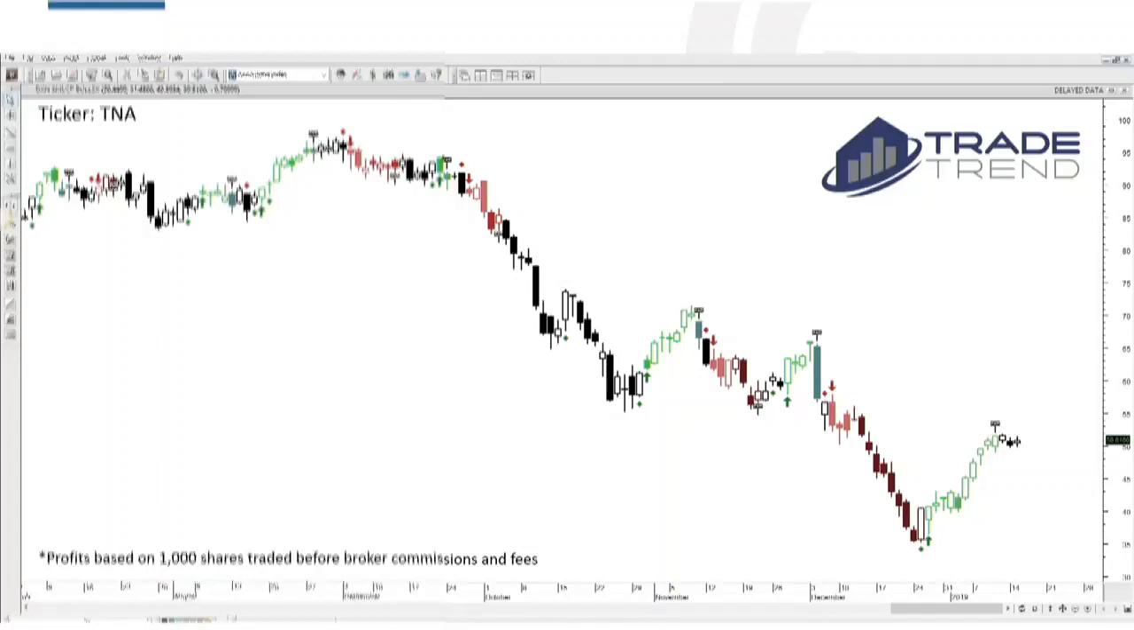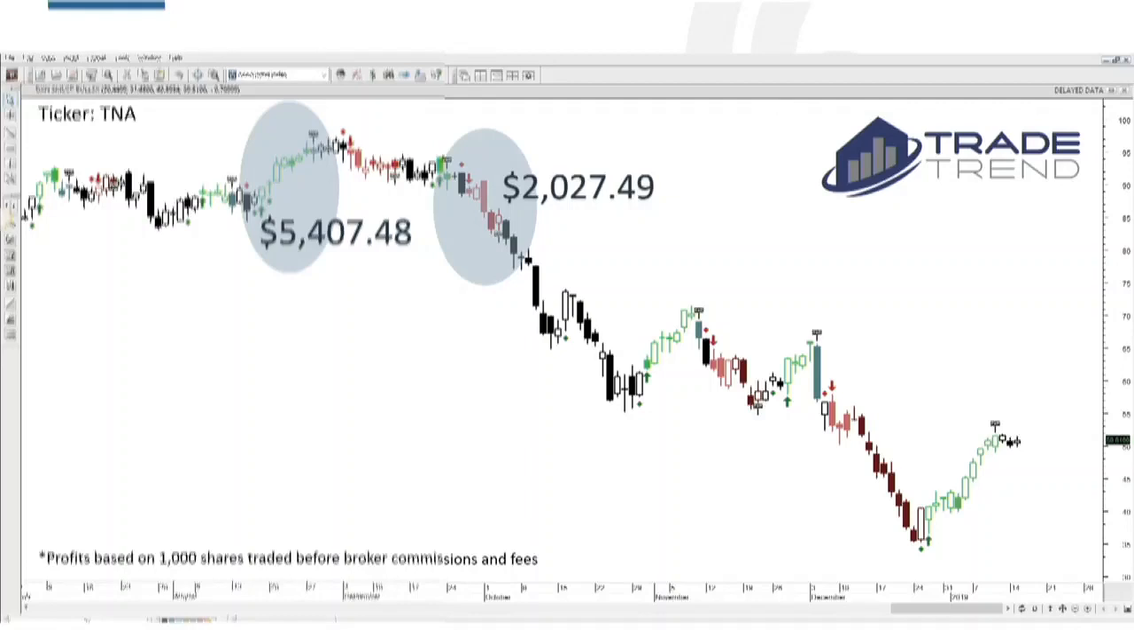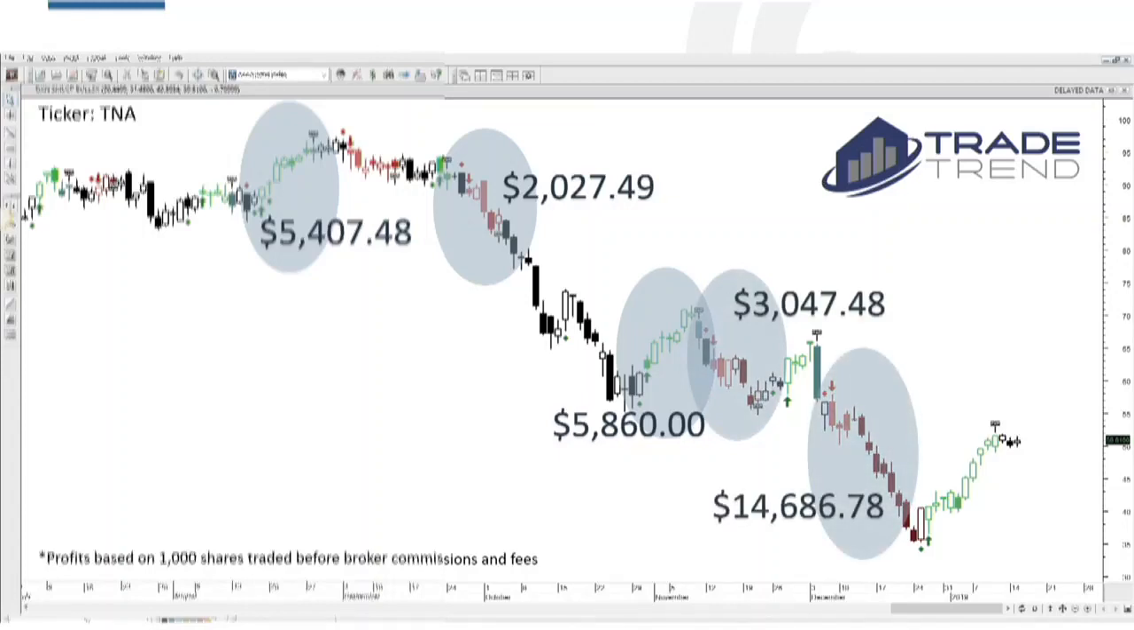Here's another one. So this is just looking at the chart with the signals. This is TNA. It's a leveraged ETF, and I've just highlighted a few of the trades out of here that it identified. This was, again, based on 1,000 shares before commissions and fees. So there's a $5,500 profit, $2,000 profit, nearly a $6,000 profit on that move, $3,000 on a short sale. Nice short trade there back in December, nearly $15,000 on that one. And then lastly, it caught the rebound there, just almost right off the bottom, nearly $9,000 profit on that trade.